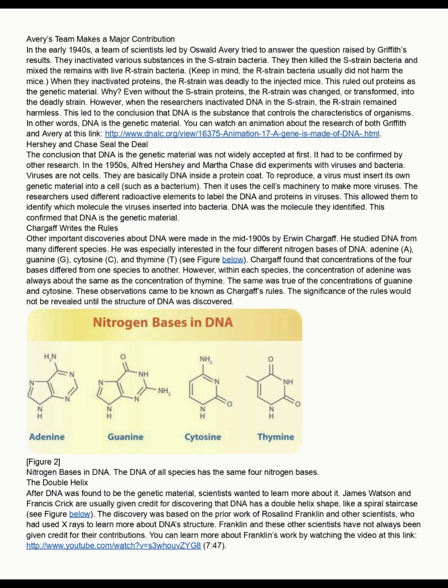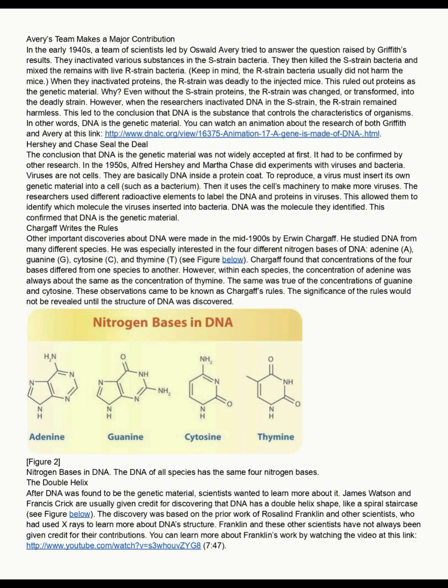Avery's team makes a major contribution. In the early 1940s, a team of scientists led by Oswald Avery tried to answer the question raised by Griffith's results. They inactivated various substances in the S-strain bacteria. They then killed the S-strain bacteria and mixed the remains with live R-strain bacteria. When they inactivated proteins, the R-strain was deadly to the injected mice. This ruled out proteins as the genetic material. Why? Even without the S-strain proteins, the R-strain was changed, or transformed, into the deadly strain.